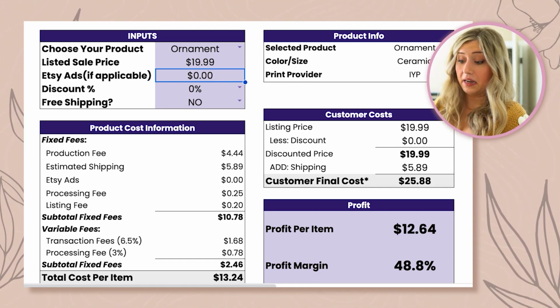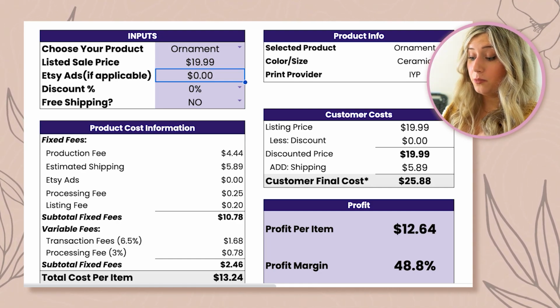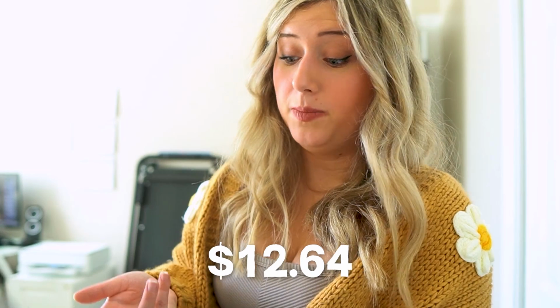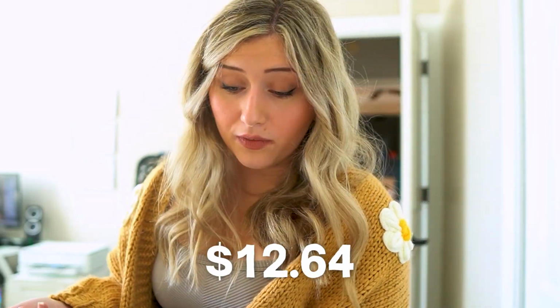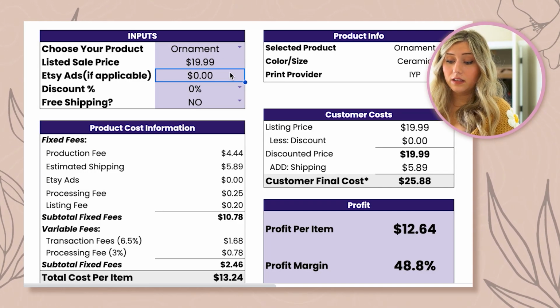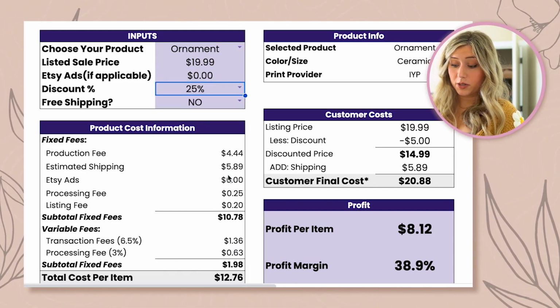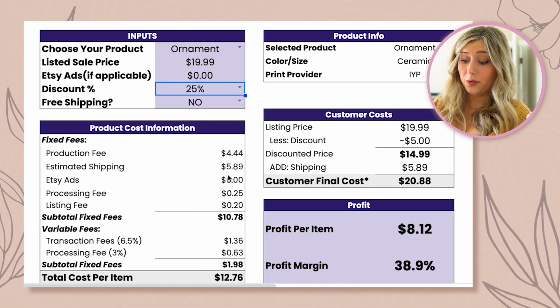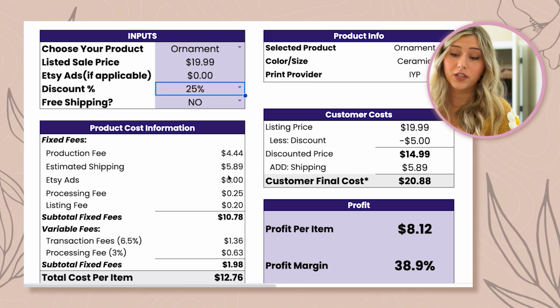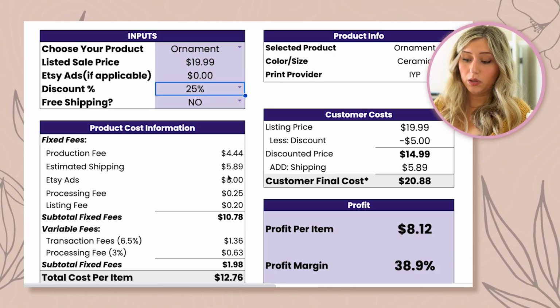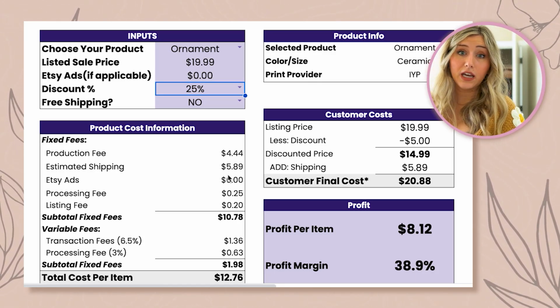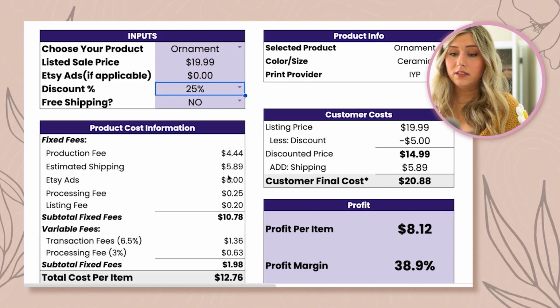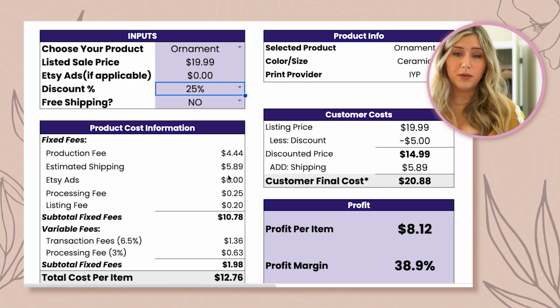So if I did $19.99 in this example, that would be $12.64. If that ornament sold at a regular price of $19.99 before a sale or a sale event that would happen in your shop, that would be $12.64 of profit. And again, let's say we had that 25% off discount happening, then that would be $8.12 of profit. So that's kind of nice if we're looking at the pricing of an ornament.